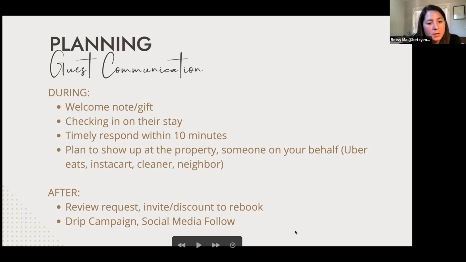And then after, you want to make sure you ask them to review, and you invite them to rebook at a discounted rate. You don't have to necessarily provide the discount, but it's always a great thing to build a loyal following. And then have a drip campaign and social media follow ask. That's a great thing about working with property management software like Hostfully: you can gather emails, whereas if you're solely relying on Airbnb, you wouldn't be able to capture that guest contact info and house it all into one space.